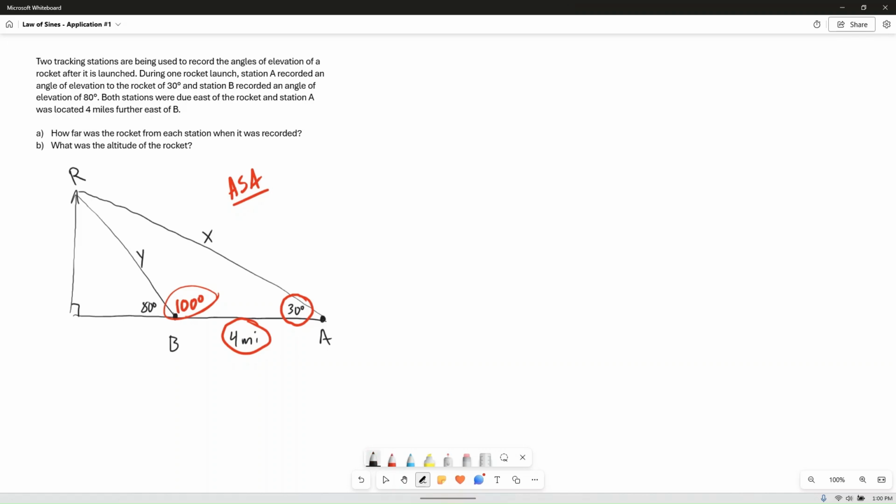Right now, the ratios that I'm looking at would be the sine of 30 degrees over, what's the side opposite 30 degrees, over Y. If we look at sine of 100 degrees, that is over X. And then we have the sine of R over 4 miles. So again, right now, none of my fractions has both values known. They each have one known and one unknown. So I need to find R next.